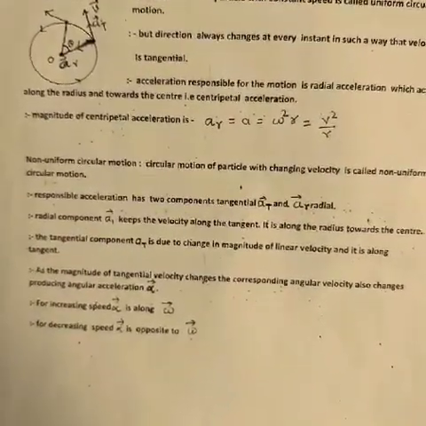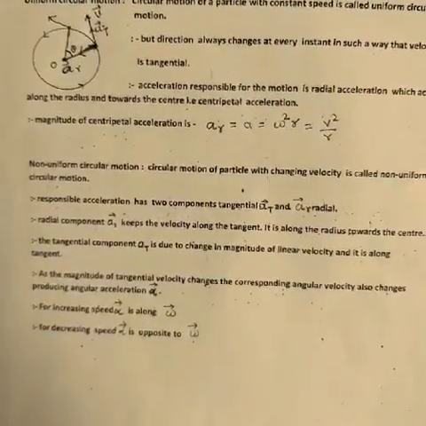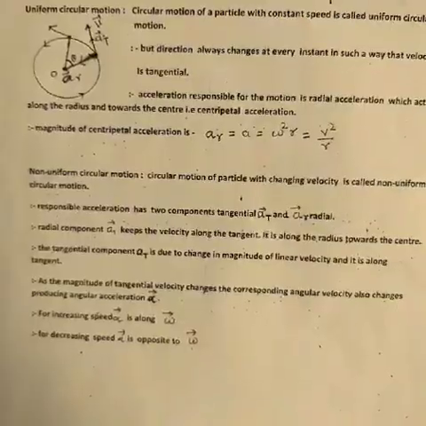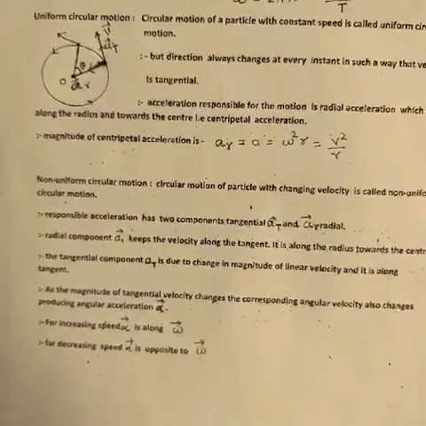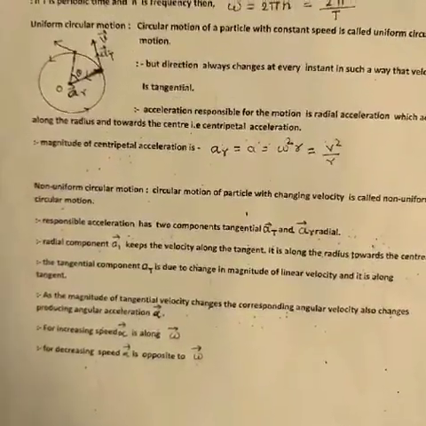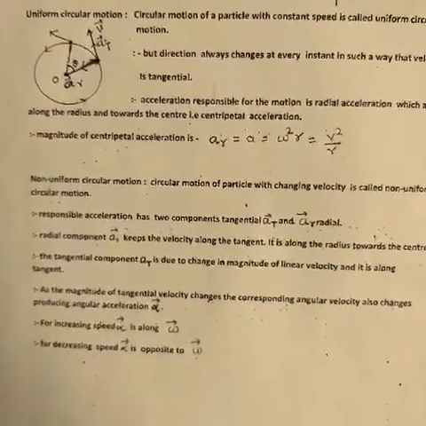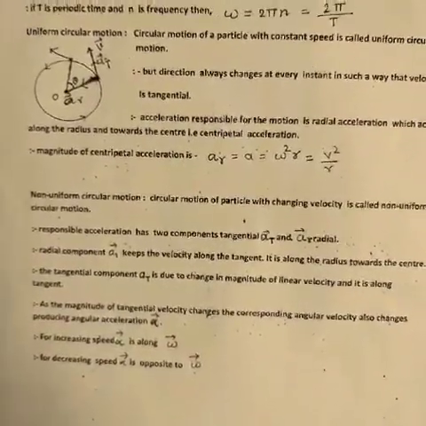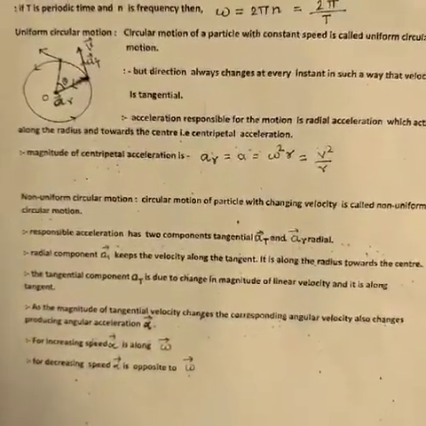And the magnitude of centripetal acceleration is a_r, and it is equal to omega square r. And also we can write it in another form, which is equal to v square by r. This you will get by substituting v equal to r omega.